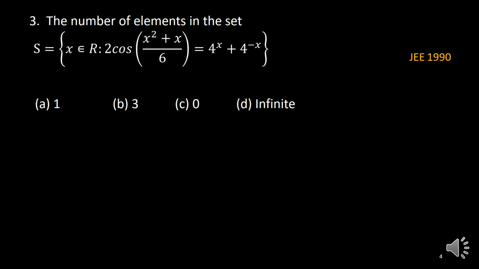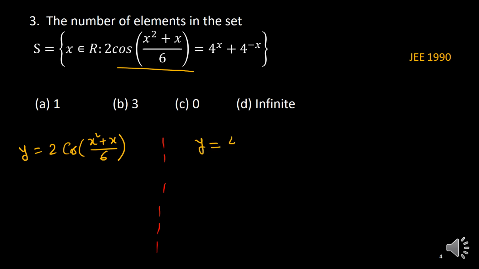It is very similar to the previous one. So now I will consider again the left hand side and right hand side. Let me consider the left hand side: y equals 2 times cos of x square plus x upon 6. And for the right hand side I write another equation, y equals 4 to the power x plus 4 to the power minus x. You can see this paper appeared in 1990.